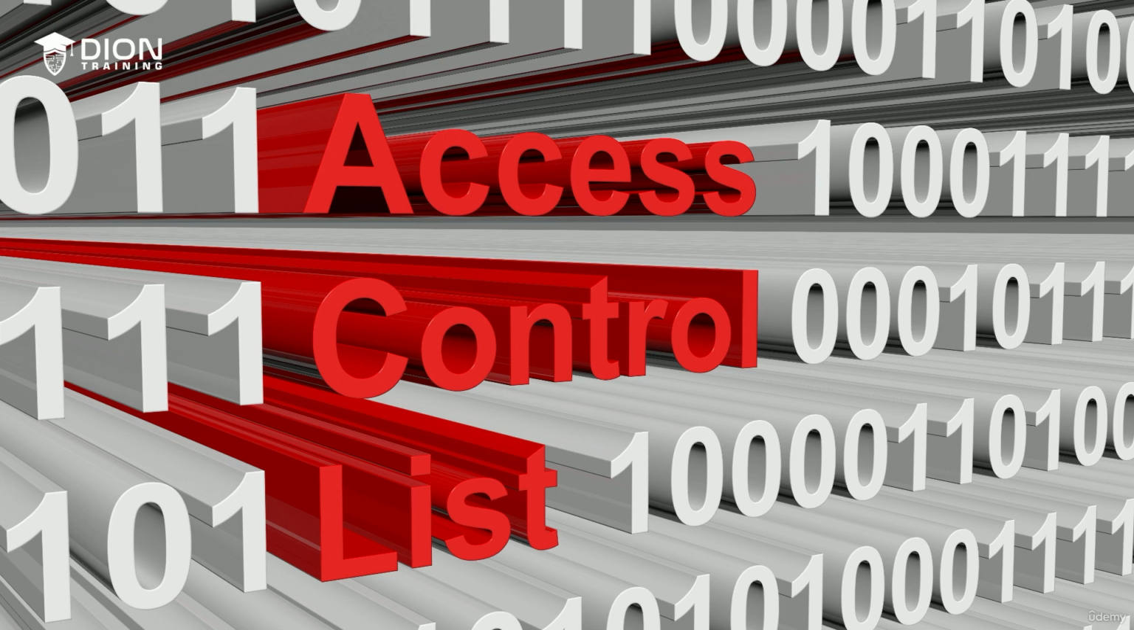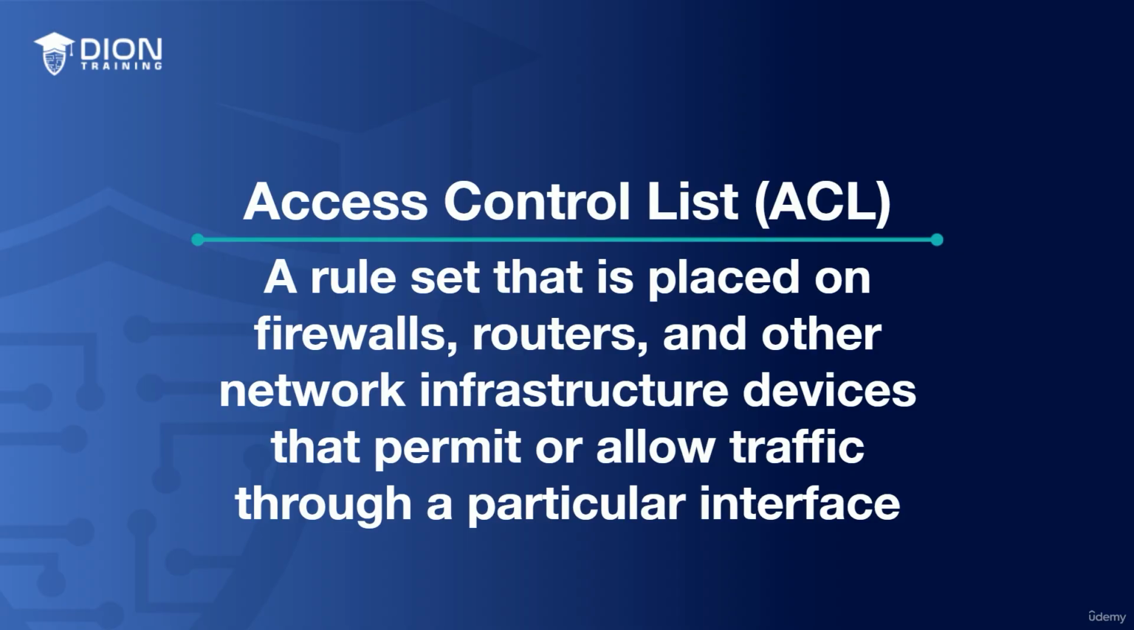A large portion of the permit and deny statements that we're going to utilize inside of our ACLs are going to be based on port numbers because those directly correlate with an application or service that we want to allow or block. An access control list, or ACL, is the rule set that's going to be placed on the firewall, router, or other network infrastructure devices that will permit or deny traffic through a particular interface. These rule sets are going to be used to control the flow of traffic into or out of our networks.